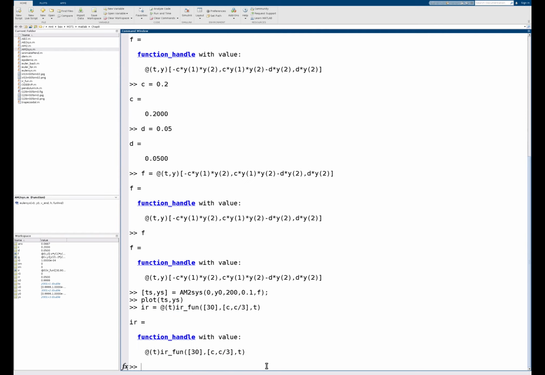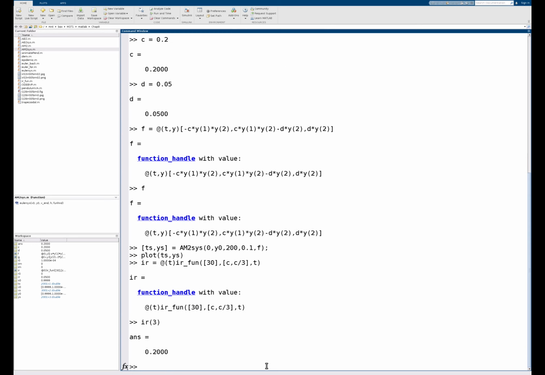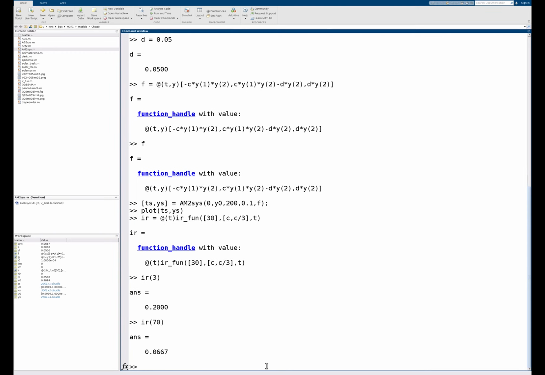So for example, when I enter this, if you check the infection rate on, for example, the third day, it's going to be 0.2. But if you check the infection rate on, say, the 70th day, it's going to be the reduced lockdown rate, effectively about a third of 0.2, right? So 2/15.